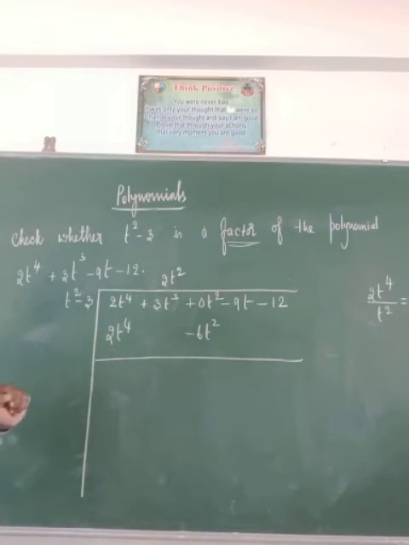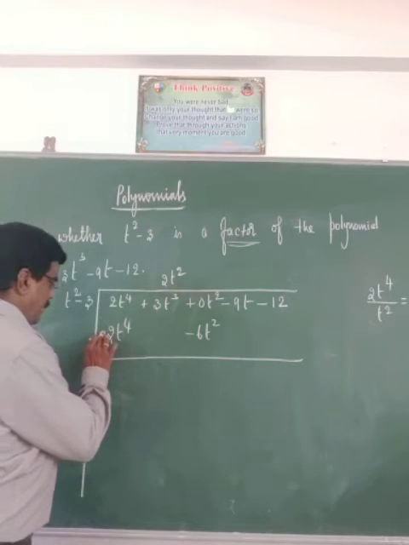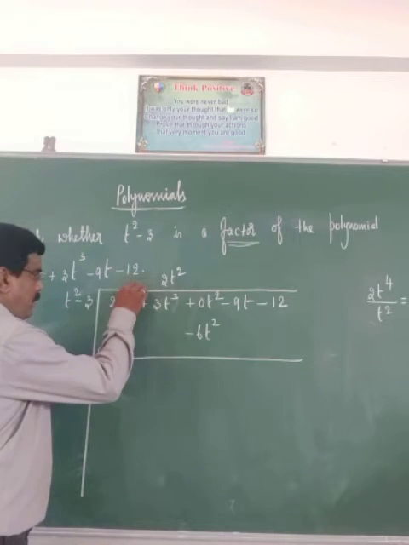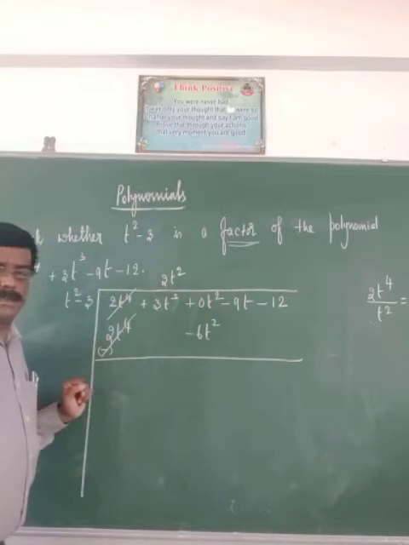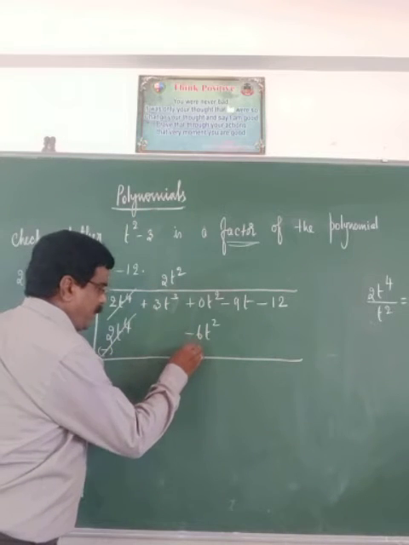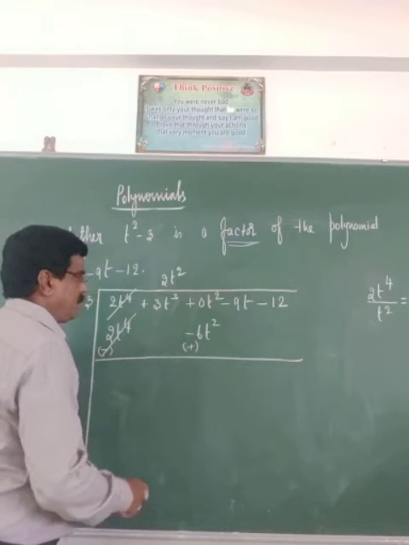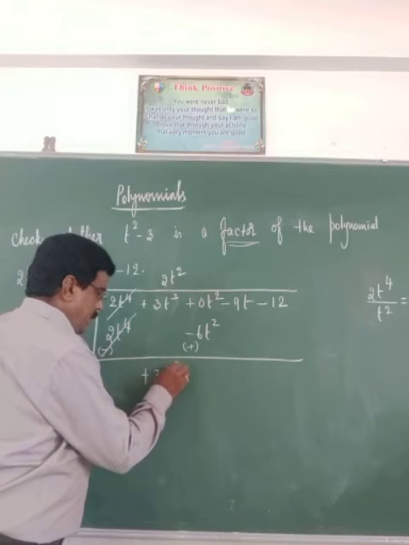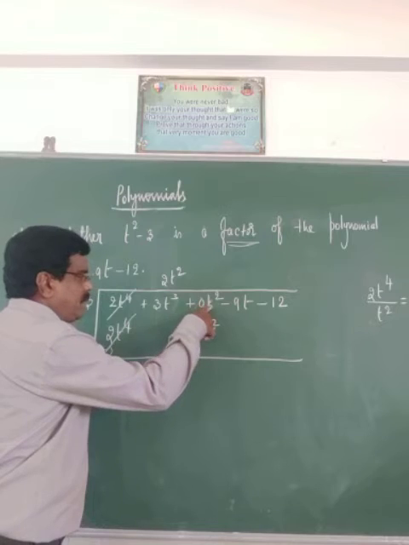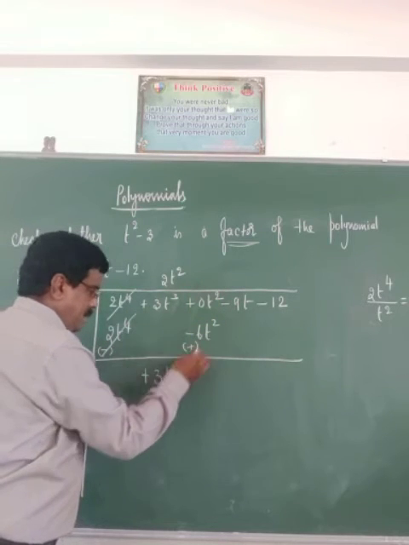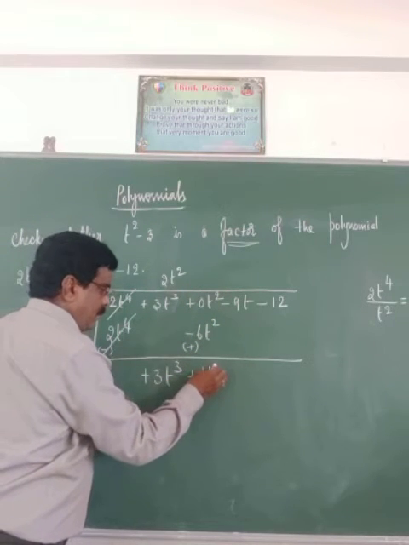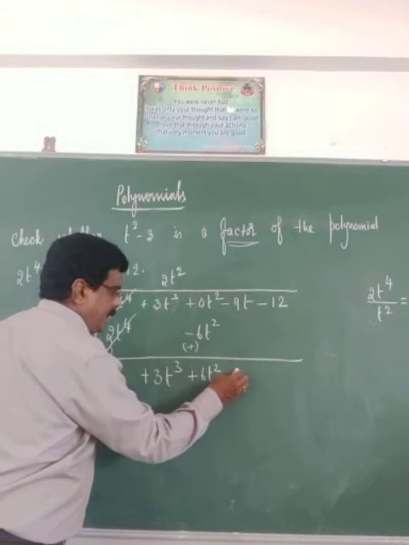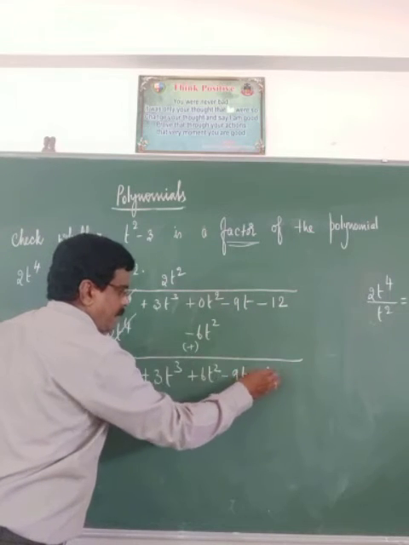Next is what? Subtract the expression or change the sign. It means this plus becomes minus. Our intention is to cancel this. Again this minus becomes plus. Now plus 3t cube is there, with 0 t square, forget about that. You will be getting plus 6t square. Then minus 9t minus 12.